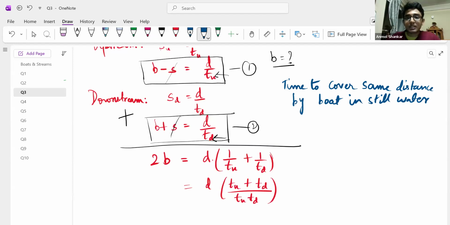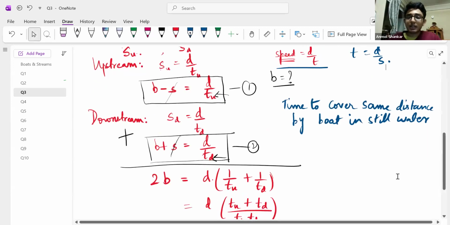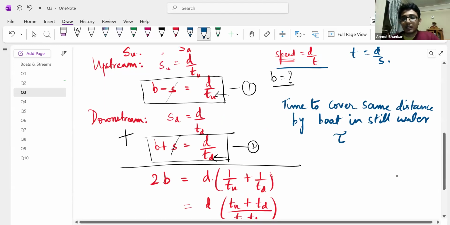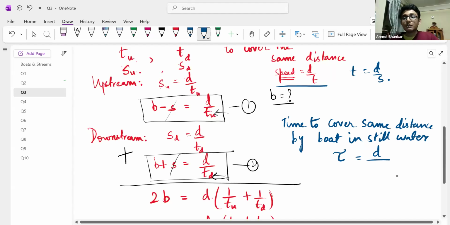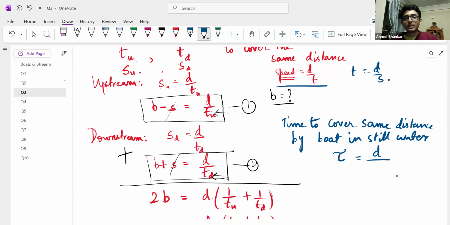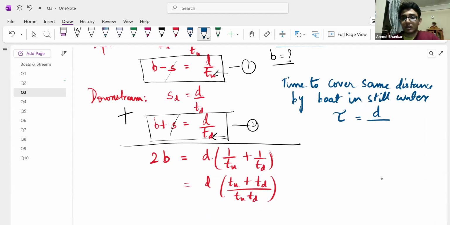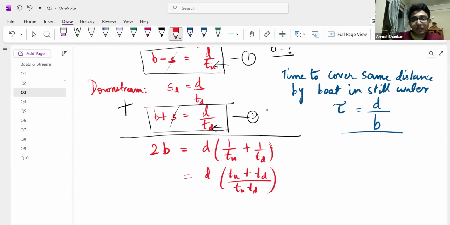So speed is equal to distance by time, so what will we do? Time is equal to distance by speed. So in this case what is the speed? This time, let us call it tau, is equal to distance by speed. What is the distance? Same distance d, and now the boat is in still water. So what is the speed? Speed is b, right? So d by b is what we have to find.